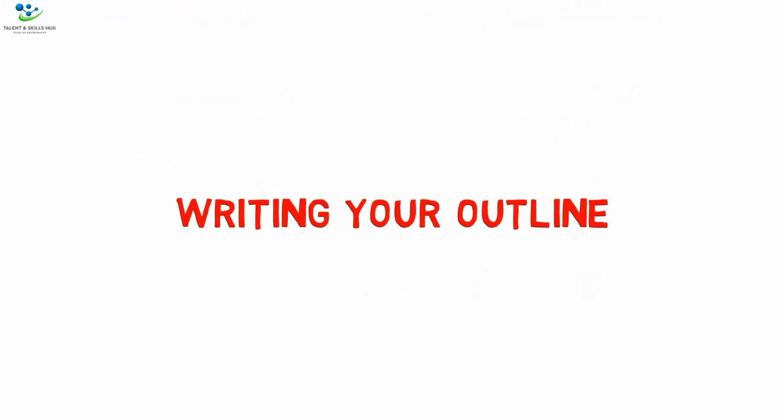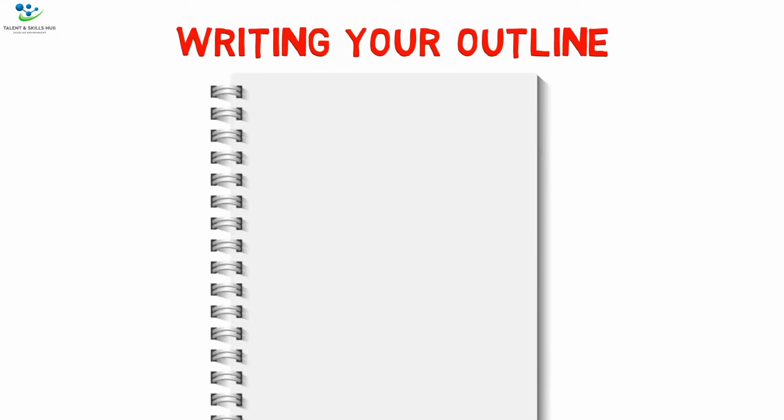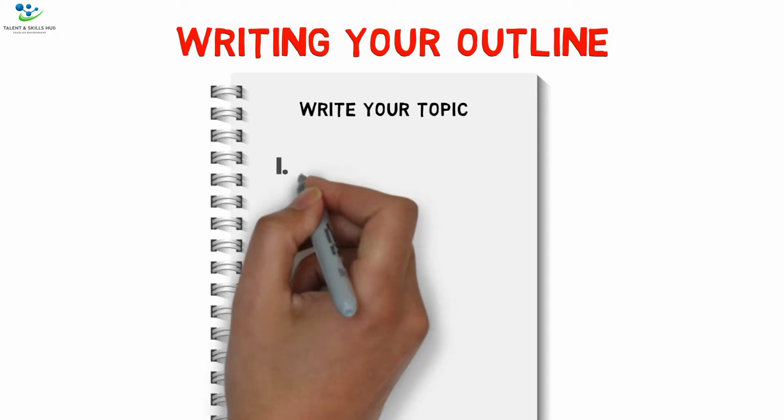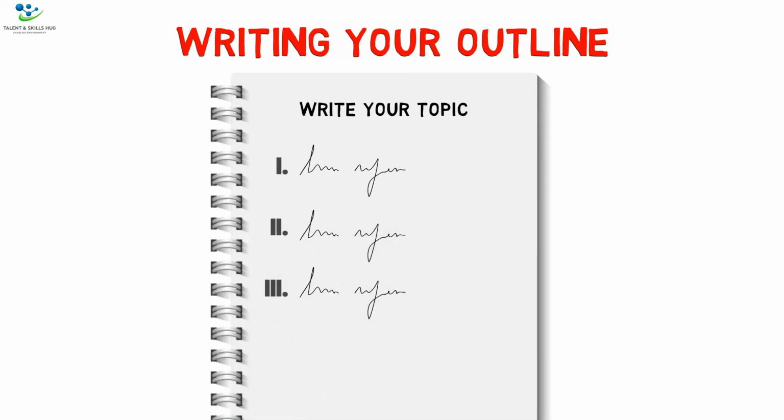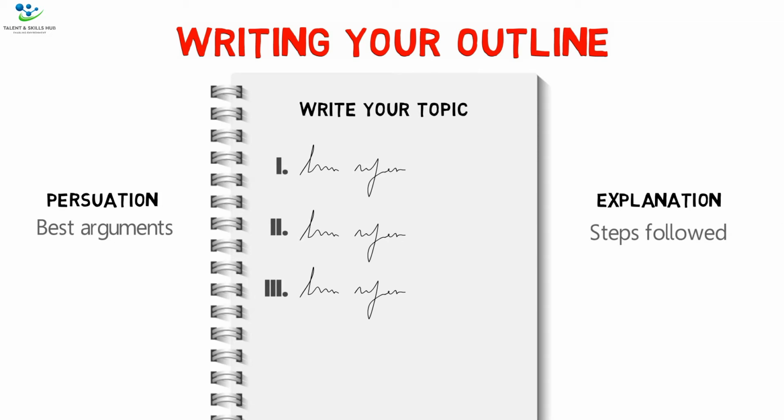Writing your outline. Begin your outline by writing your topic at the top of the page. Next, write the Roman numerals 1, 2, and 3, spread apart down the left side of the page. Next to each Roman numeral, write the main ideas that you have about your topic, or the main points that you want to make. If you are trying to persuade, you want to write your best arguments. If you are trying to explain a process, you want to write the steps that should be followed.